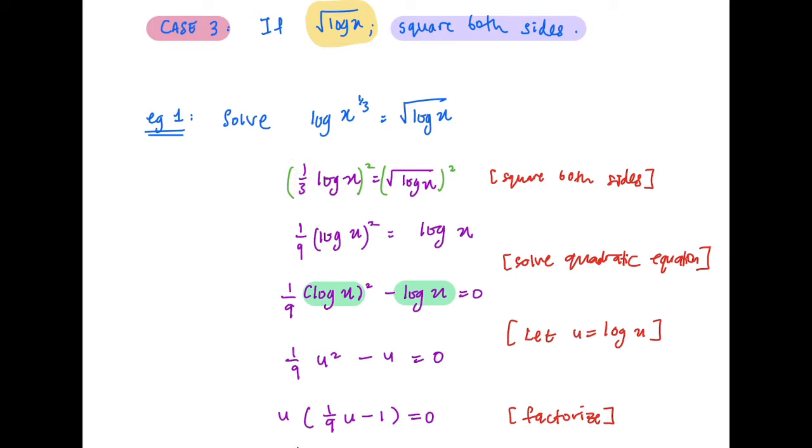1 over 3 becomes 1 over 9, and the whole log is squared. For the square root, you can just cancel out, so you're left with log x. You should be able to see this is a quadratic. Bring everything to one side, and let u equal log x. You should have 1 over 9 u squared minus u equal to 0. Then let's factorize out u, and that's it, you have factorized the equation.